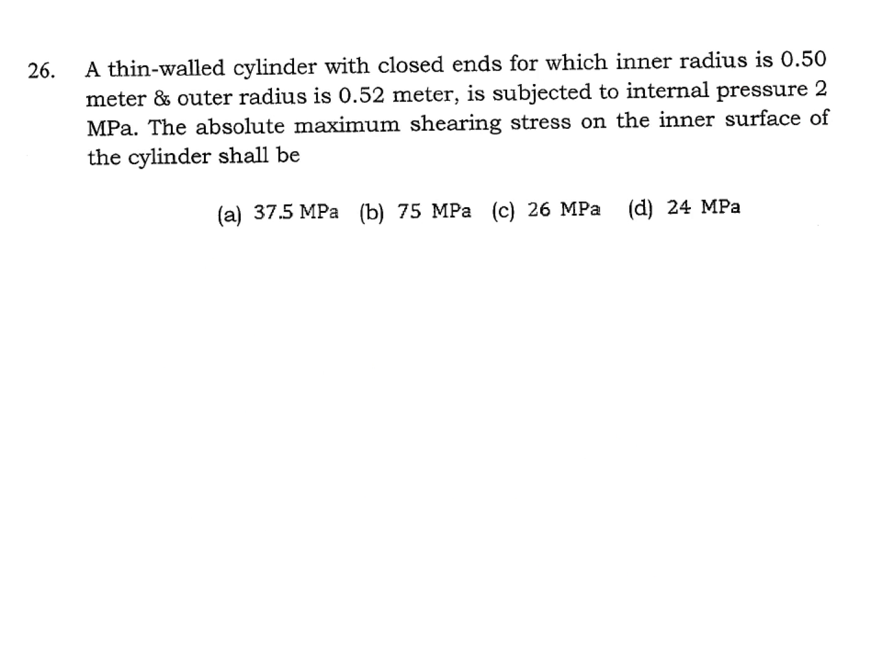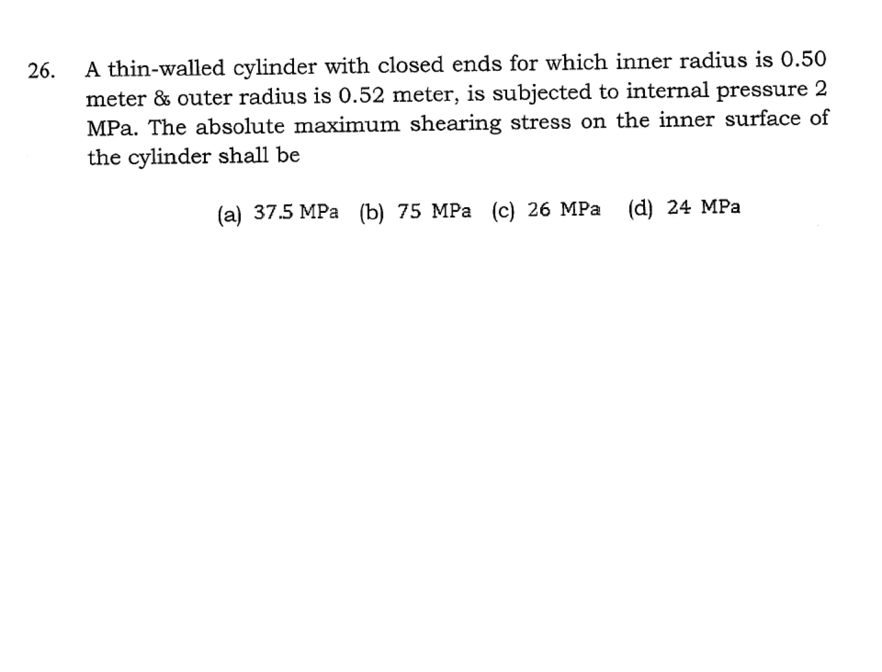A thin-walled cylinder with closed ends, for which inner radius is 0.50 meter, outer radius is 0.52 meter, is subjected to internal pressure 2 megapascal. The absolute maximum shearing stress on the inner surface of the cylinder shall be. In GATE 2014, this question was asked. Little bit different, but the concept is same.